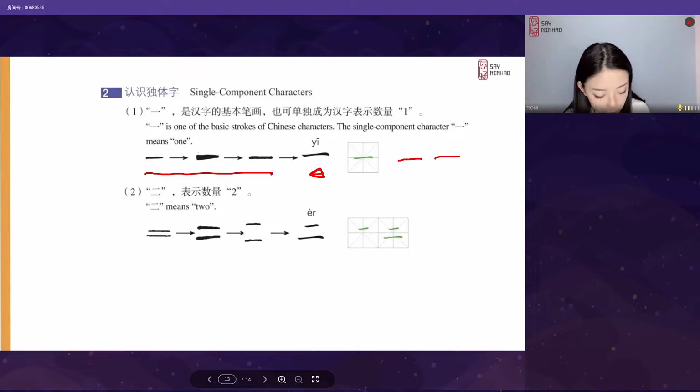Next single component character is two, which is èr. And we can see how to write it. First, a shorter horizontal and then a longer one down. So it is written in this direction. As we can see, the rule of writing Chinese is from left to right, from top to bottom. Left to right, top to bottom. This is the direction. Now let's see the next one.